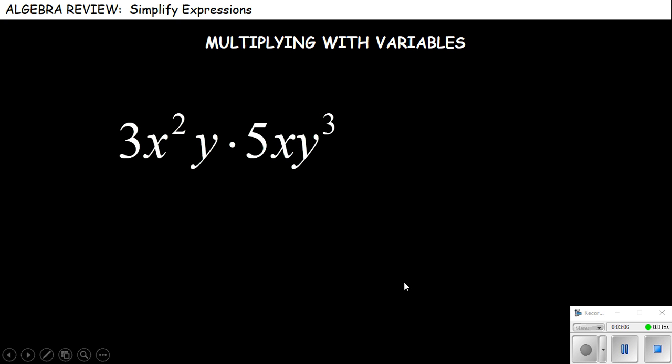Here, we have a slightly uglier problem now with more than one variable. 3x squared y times 5x y to the third. The first thing you got to remember is our exponents. If there's no exponent, like right here for the y, then it's a 1. Otherwise, we still follow the same rules that we did with the simpler version of this. Step 1, multiply the coefficients. 3 times 5 will give us 15. Then we're going to multiply the variables. x squared times x, remember that's x to the first, we can simply add the exponents. So that'll be x to the third. y to the first times y to the third will become y to the fourth. That's the whole problem.